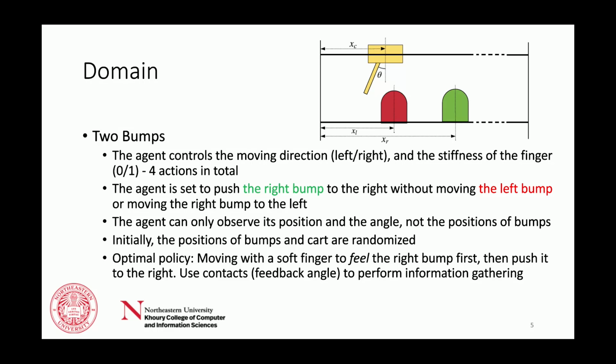In this problem, the agent can only alter its position and the finger's angle, not the position of the bumps. So the optimal policy will involve using the soft finger to move around and using the feedback from contact to localize the right bump and then push it to the right.